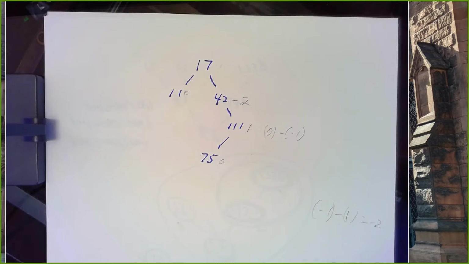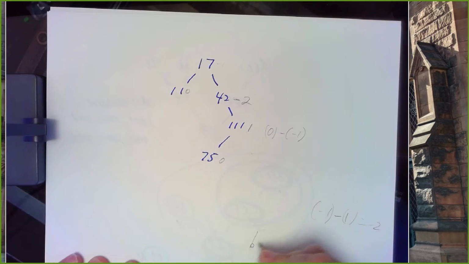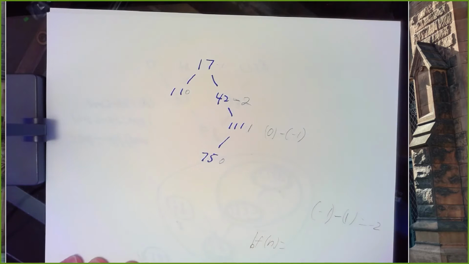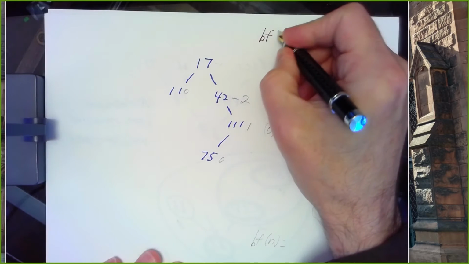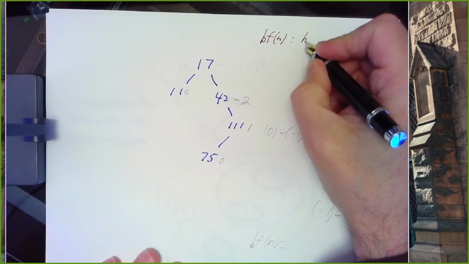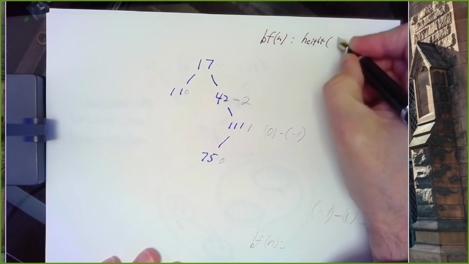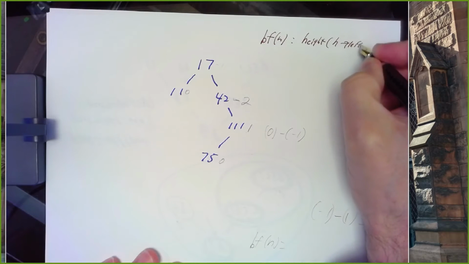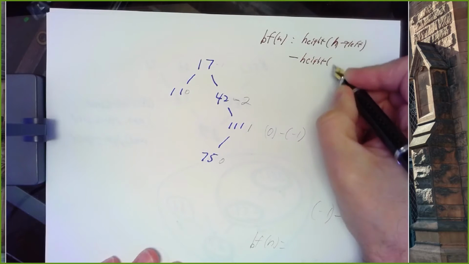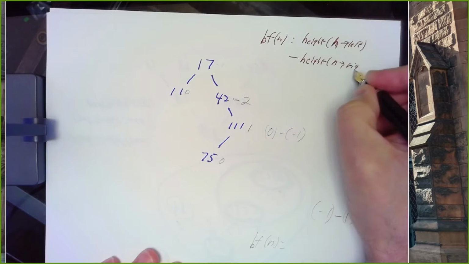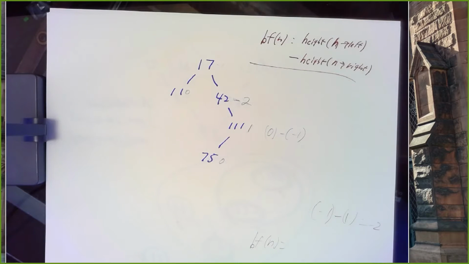So each balance factor of a node n, let me do this in pen. Balance factor of node n equals the height of n left minus the height of n right. So yeah, each balance factor is calculated like that.